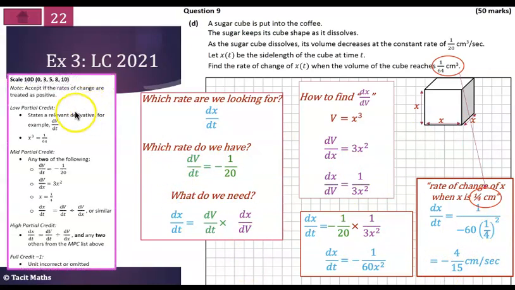Okay, and finally there, this is just your marking scheme, and again, it was 10 marks. It's hard to see where you were getting full marks here. I think if you just messed up the signs there, you were getting high partial credit. And I think if you got this equation at all, dx dt, if you got minus 1 over 60x squared, you got high partial credit as well.